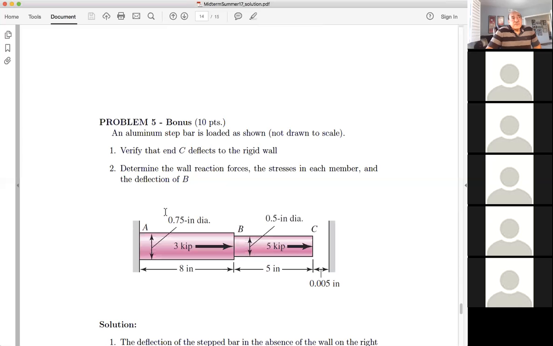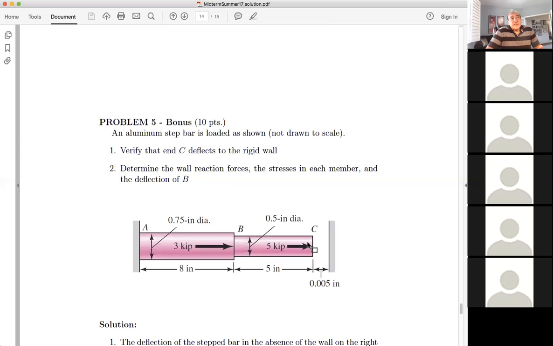I would say 50% of those who attempted it did not see that the force in AB would be 8. They left it as 3. But as you can see from an equilibrium standpoint, this wall here has to react by 8, because you have 5 here and 3 here, then you have to react by 8, which means that it has to be 5 stepping to 8, right?